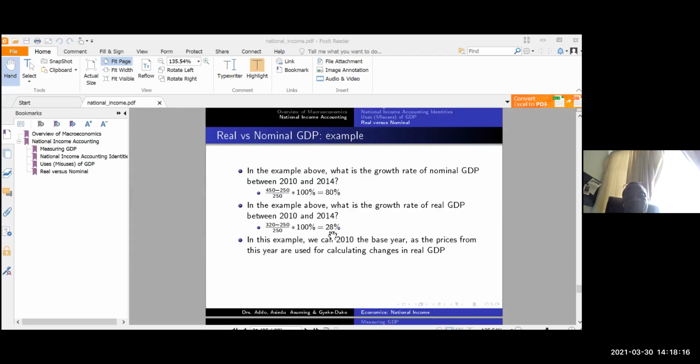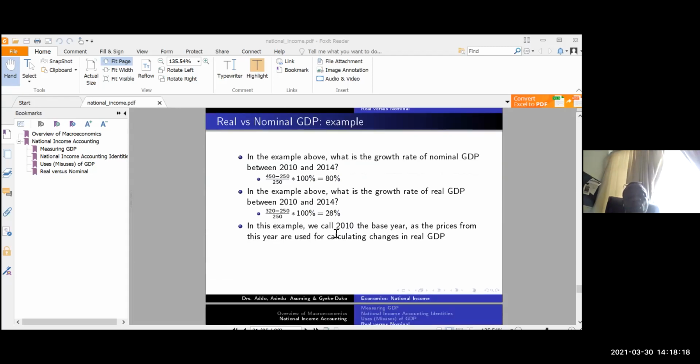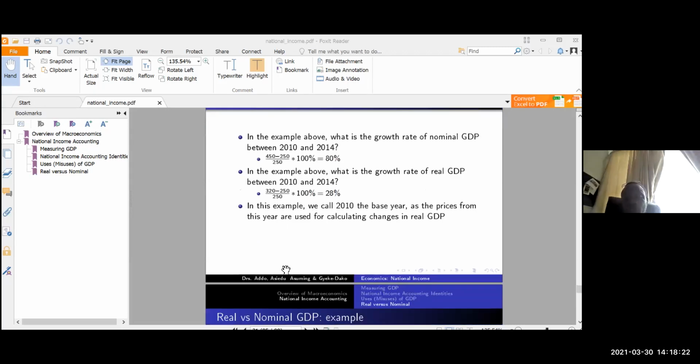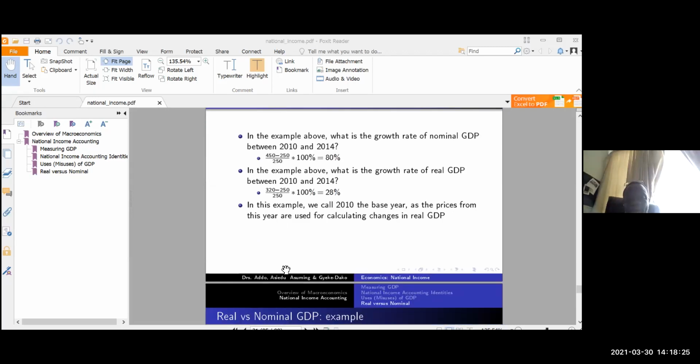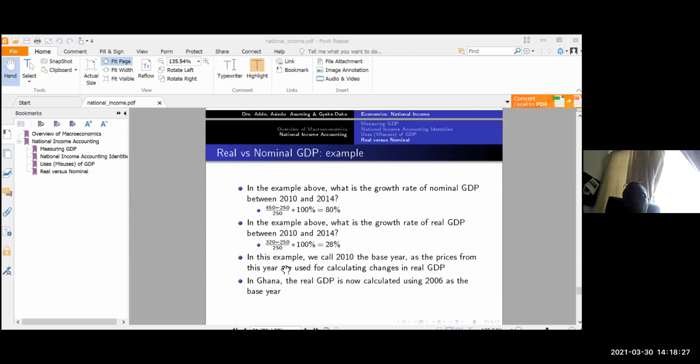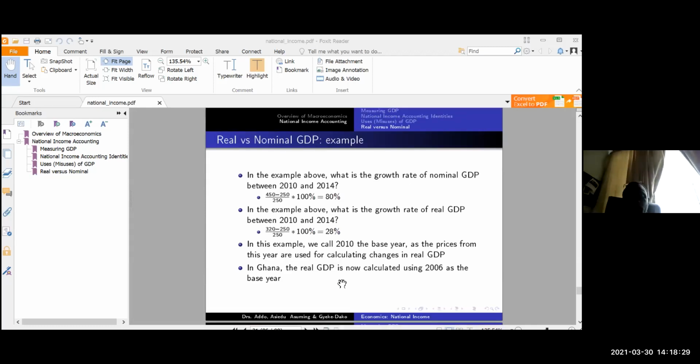In this example, we call 2010 the base year, as the prices from this year are used for calculating changes in real GDP. In Ghana, the real GDP is calculated using 2006 as the base year. So we compare all years to 2016 price. I think it will change it to 2012. I have to double check that.